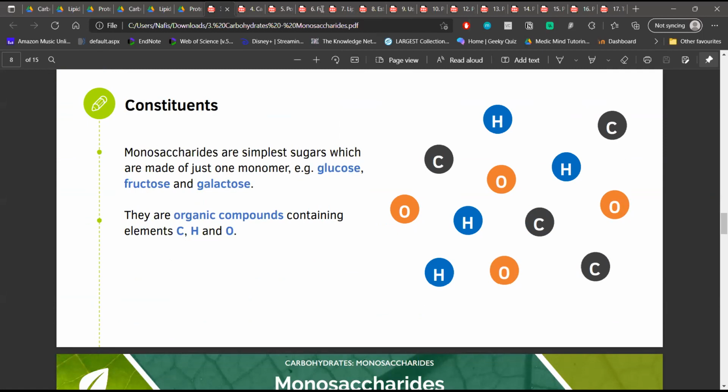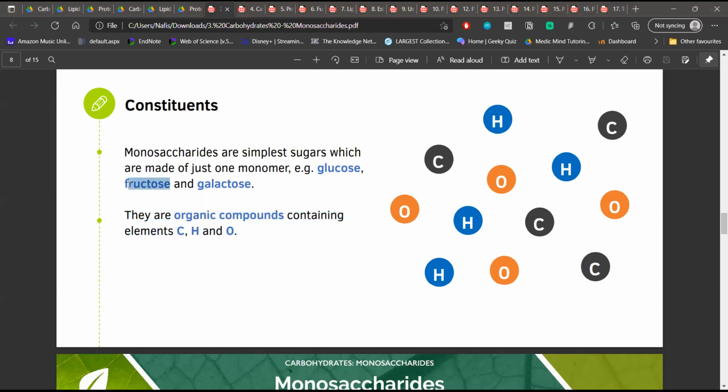Monitor the chat for this. Yeah, it's used as the key respiratory substrate, and it is the most common breakdown product in respiration. They are organic compounds containing carbon, hydrogen, and oxygen.